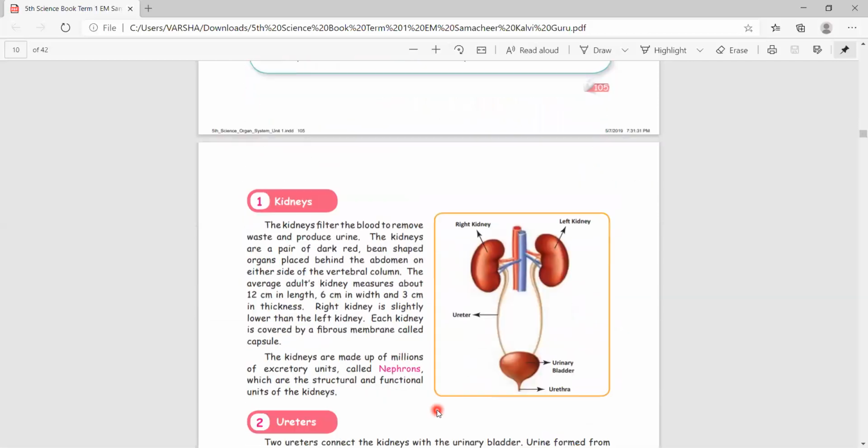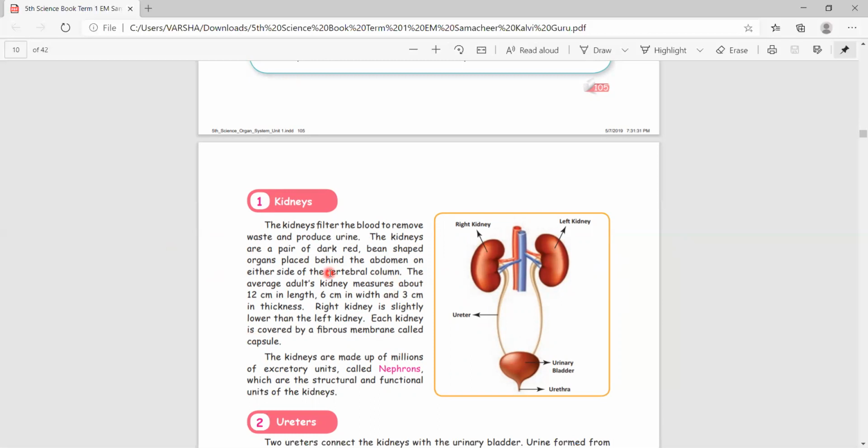First, we look at the kidney. The kidney filters the blood to remove waste and produce urine. The kidneys are bean shaped and dark red in color. They are located behind the abdomen, on either side of the vertebral column.